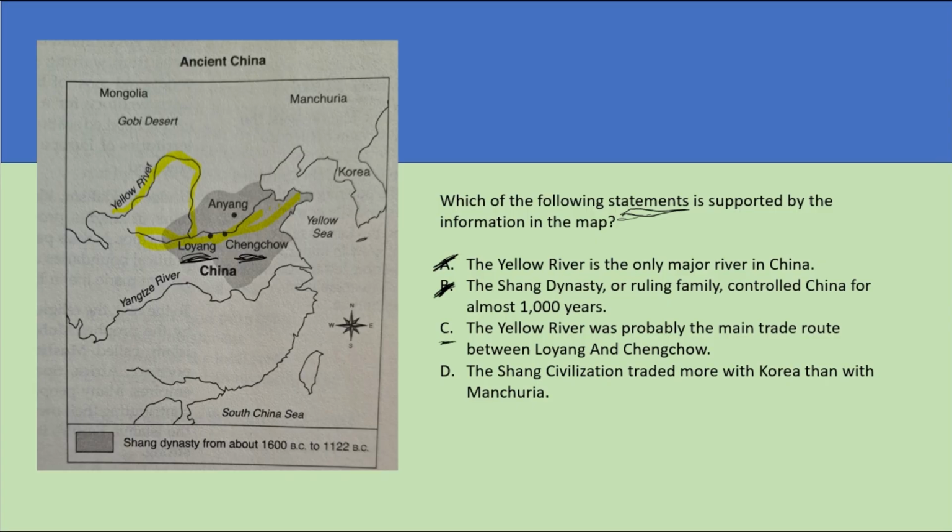But let's read D just to be sure. D reads, the Shang civilization traded more with Korea than with Manchuria. We don't know that, folks. Yes, we see on this map that Korea is right next to it, and Manchuria is right next to it as well, but we have no idea based on the map whether they traded more with Korea than with Manchuria. So because the map cannot support it, D is automatically kicked out the window, leaving us with C, which once again is the answer choice that the map can support and back up for us.